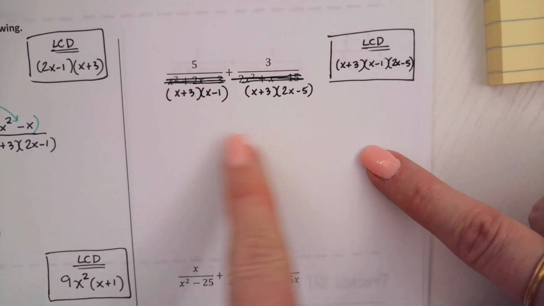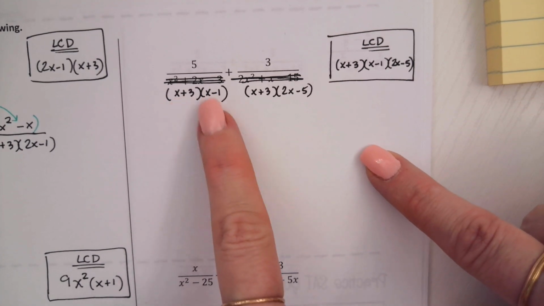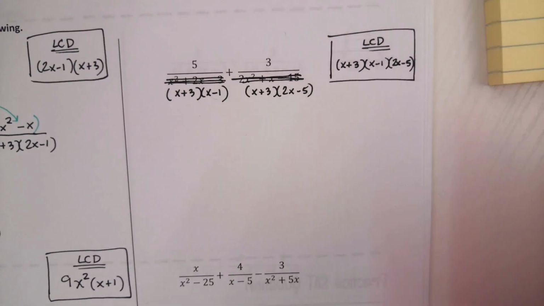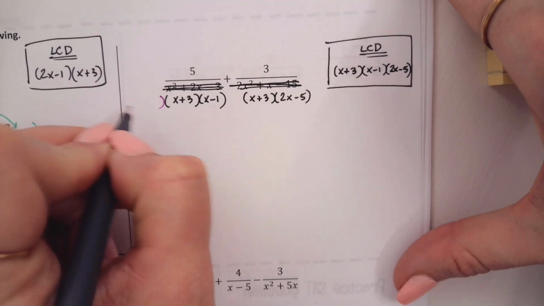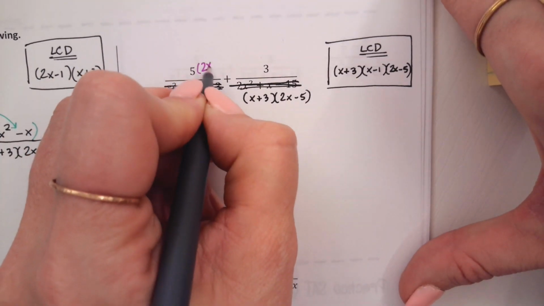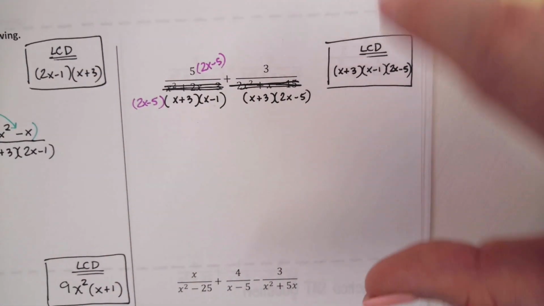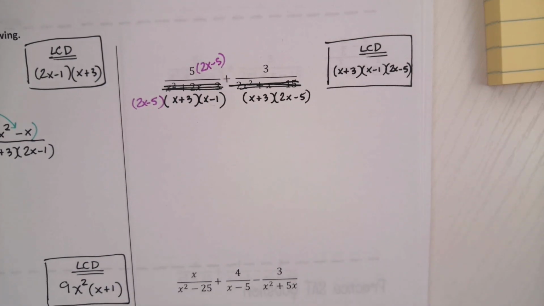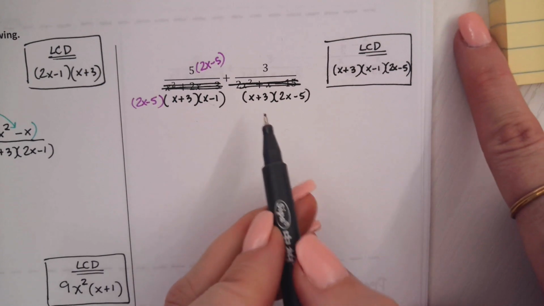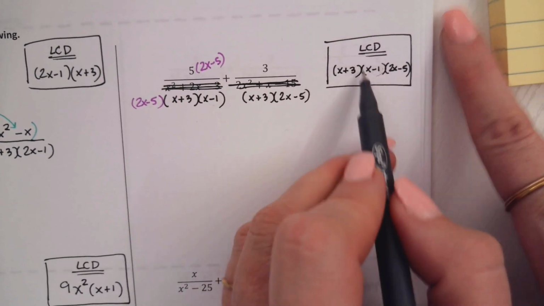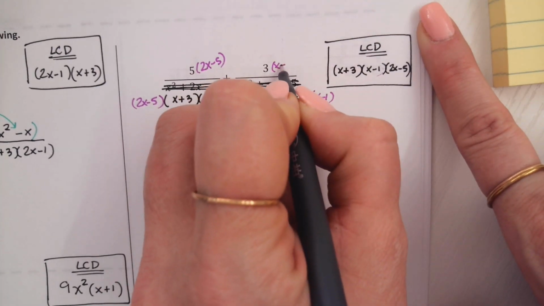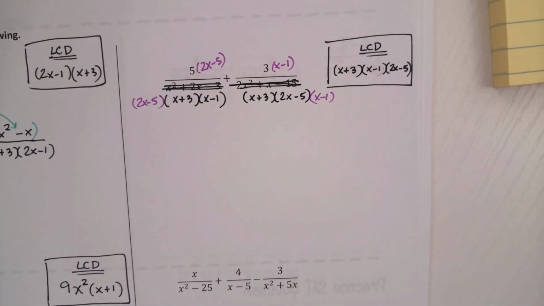Okay, so now that I know what my least common denominator is, I'm going to go back to my two initial fractions. This first fraction has an x plus 3 and x minus 1, so what does it still need? A 2x minus 5. Which means our numerator will need to also multiply by 2x minus 5. It needs an x minus 1, right? It has the x plus 3, it has the 2x minus 5, it still needs that x minus 1, which means the numerator also needs an x minus 1.